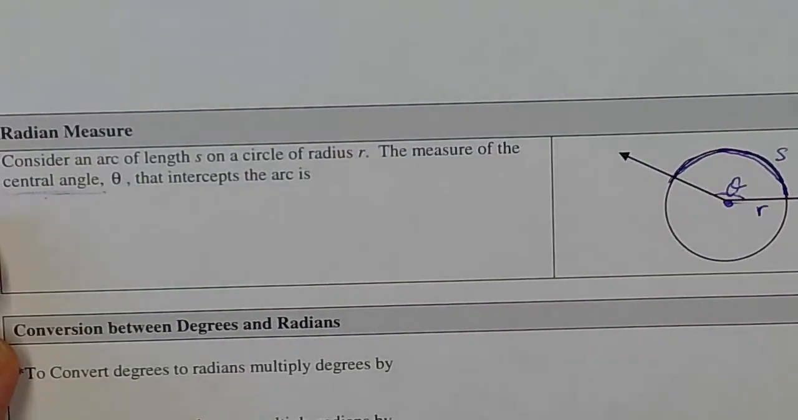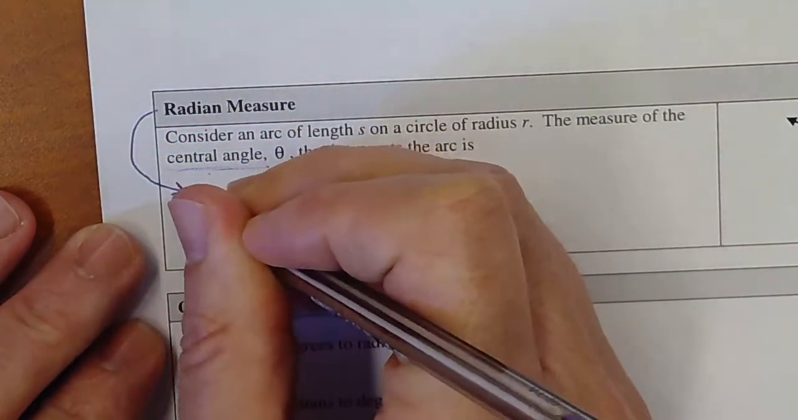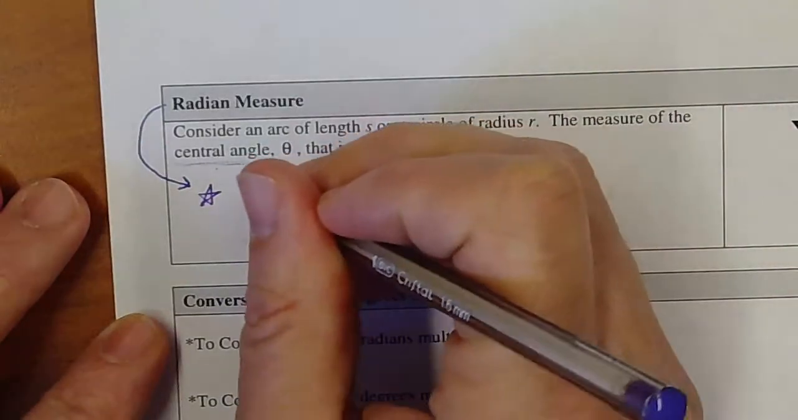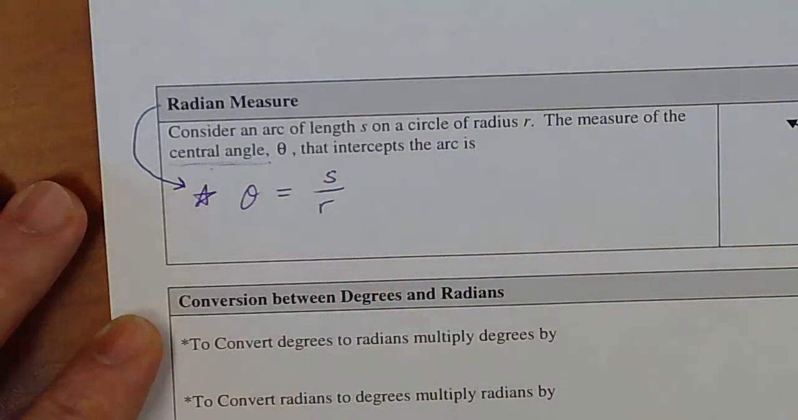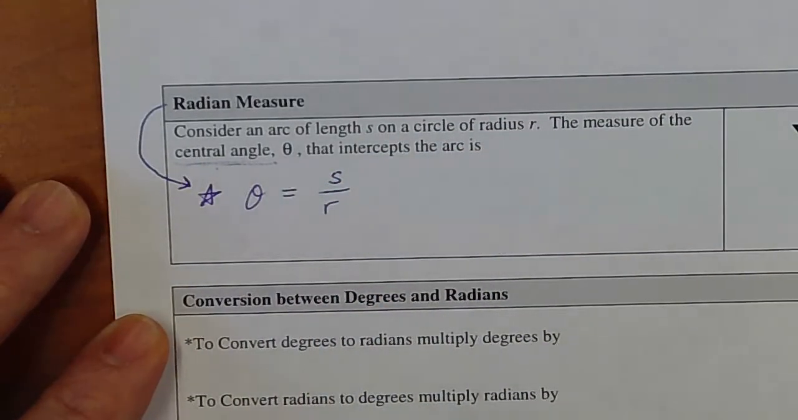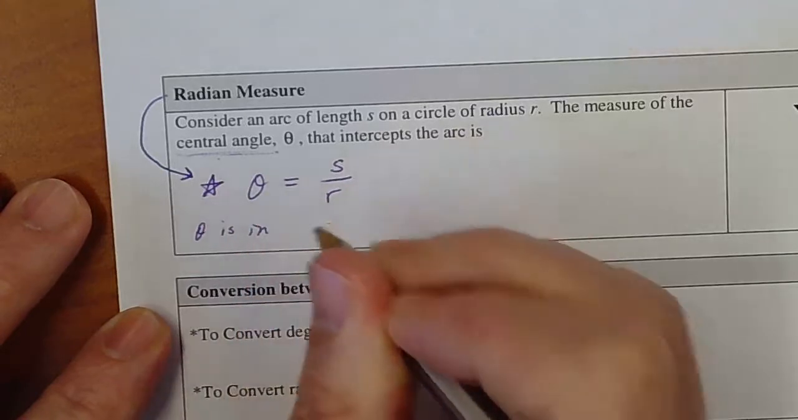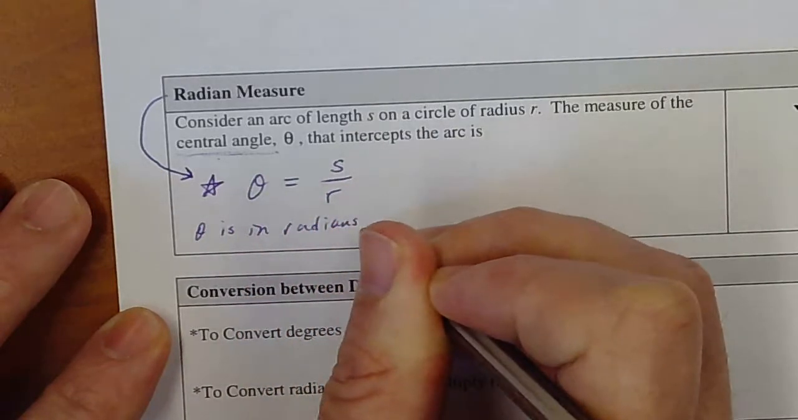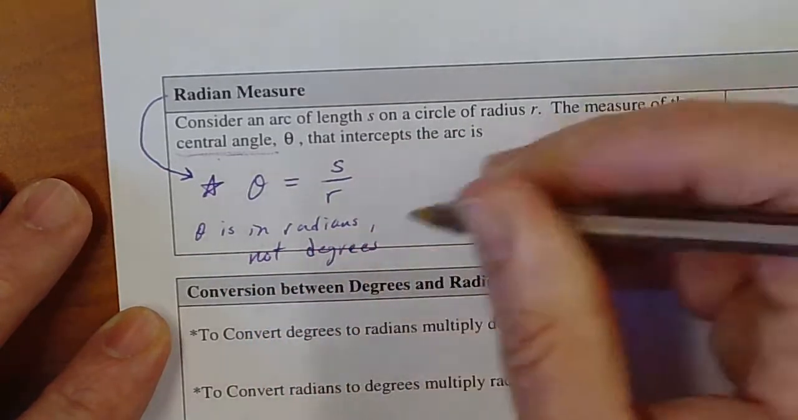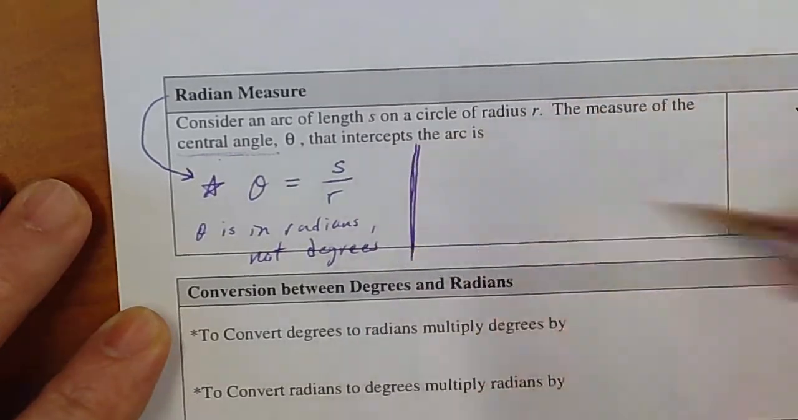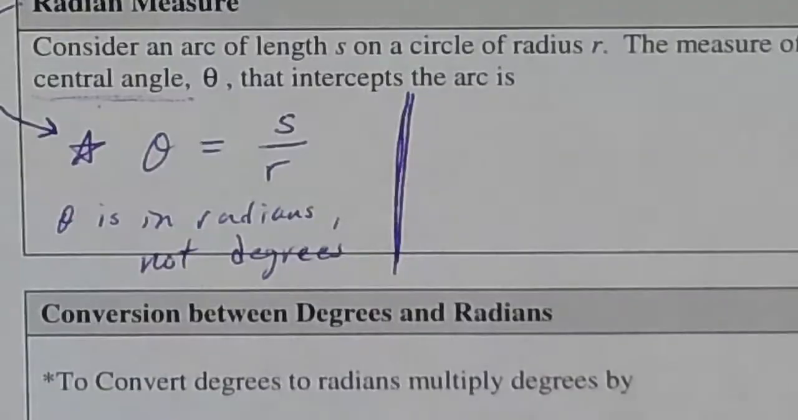All right, and here's the definition of radian measurement. Okay, radian measurement is this right here. Starring it because this is an important definition. Theta will be equal to simply S over R, arc length over radius. And when we calculate this, you've got to remember too, theta is in radians, not degrees. I'm leaving some space over here for some common angles that we're going to get to in just a moment. All right, so make sure you have S over R.